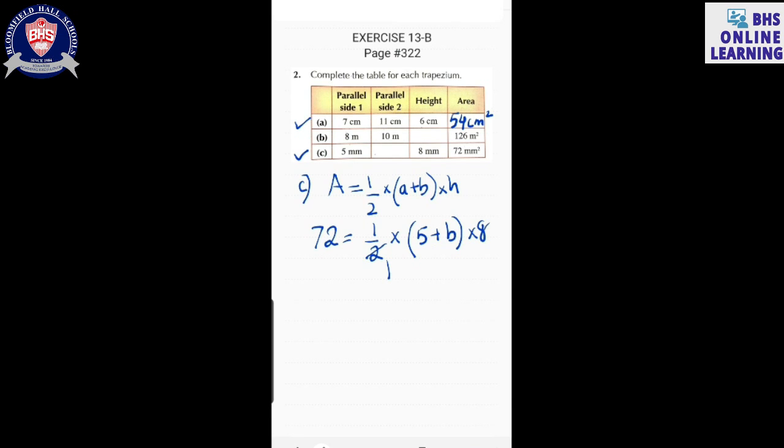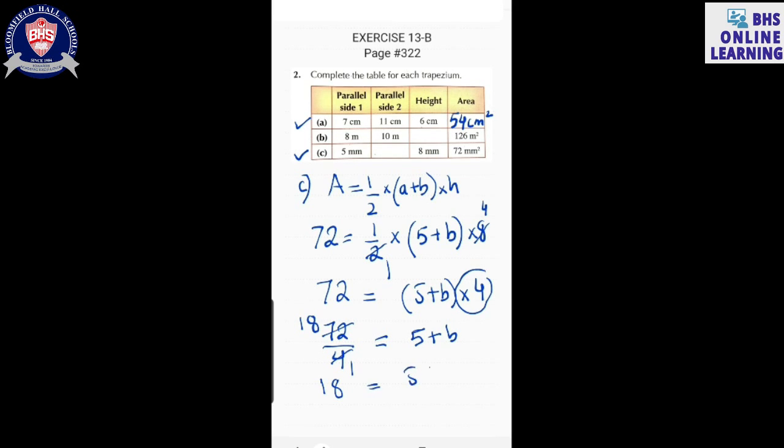So 2 1s are 2, 2 4s are 8. 72 is equal to (5 plus b), in the bracket, multiplied by 4. Now we can take 4 to the other side of the equality. It is multiplied here, so on the other side of the equality, it will be divided. So we write 72 divided by 4 equals 5 plus b. 4 1s are 4, 4 18s are 72. So 18 is equal to 5 plus b.